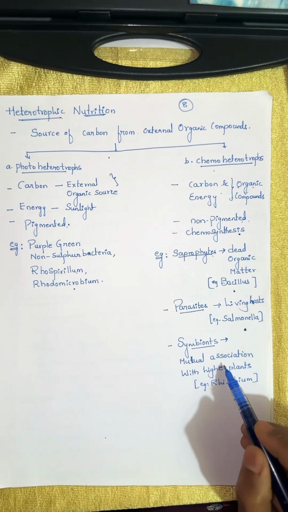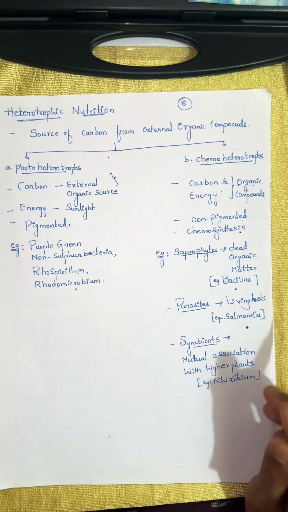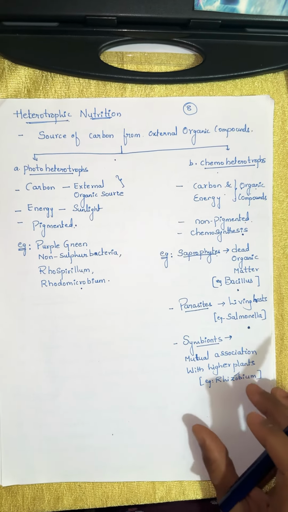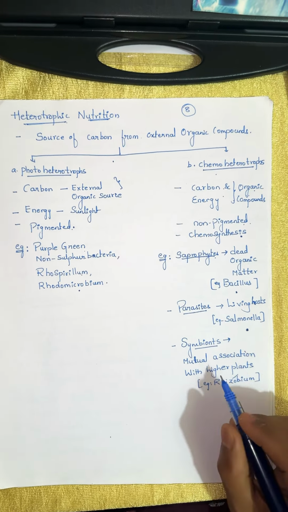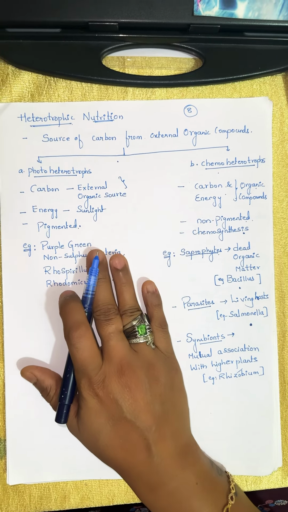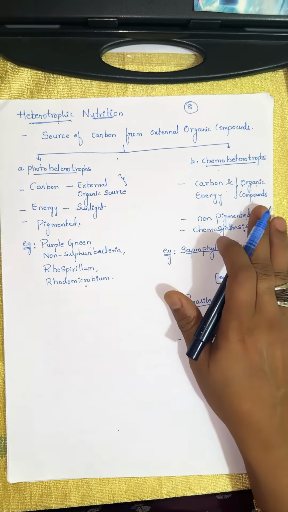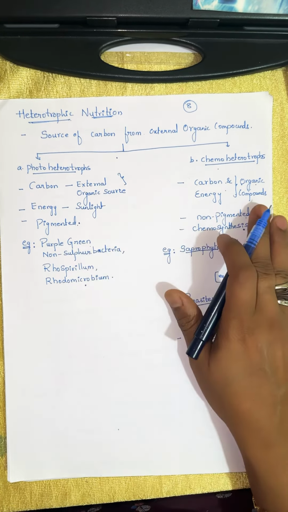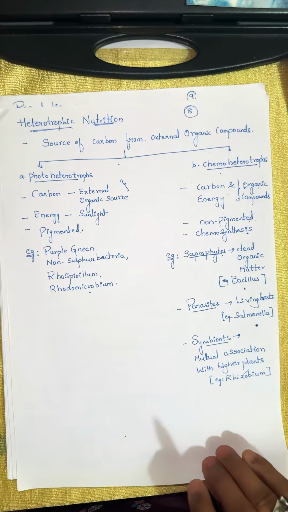Symbiotic is a mutual association with higher plants. Example: Rhizobium bacteria with leguminous plants, which helps in fixation of nitrogen. So we have chemoheterotrophs and photoheterotrophs. Photoheterotrophs get carbon from external sources and energy from sunlight, and here chemoheterotrophs get carbon and energy from the organic compounds. So that's all about heterotrophic nutrition.